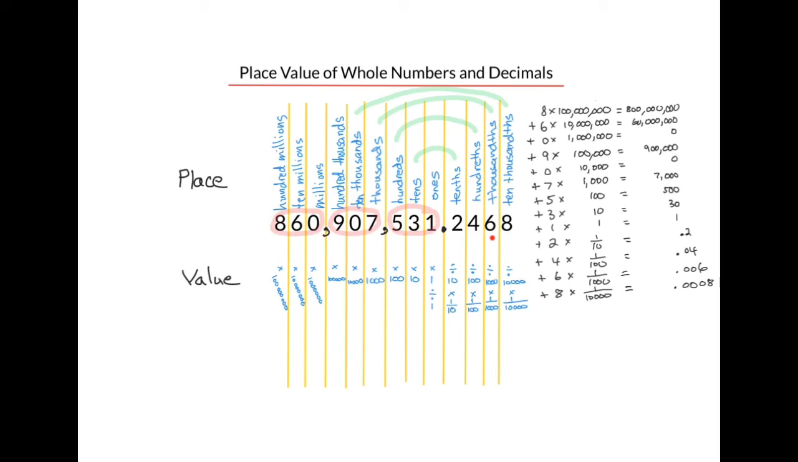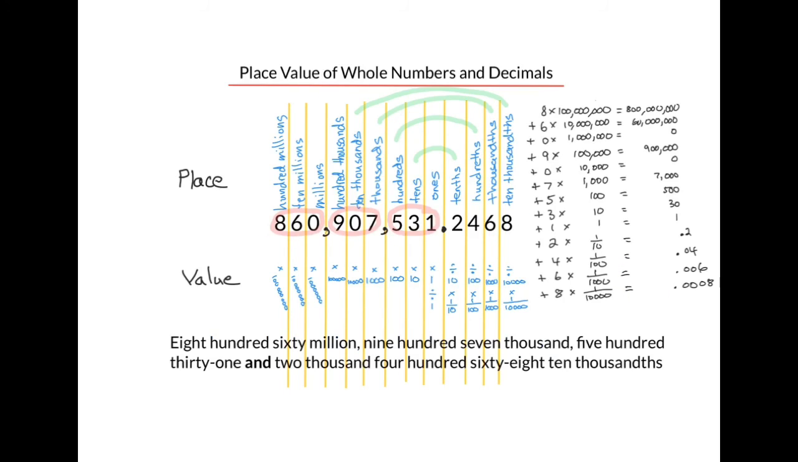Now let's write our number out in words. It would be 860 million because those digits occupy the millions group, 907,000, because those digits occupy the thousands group, 531. The decimal means and then we say 2,468 ten-thousandths. We write the place value of the last digit.